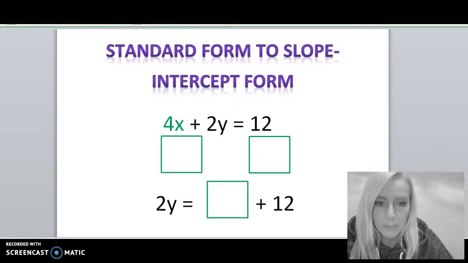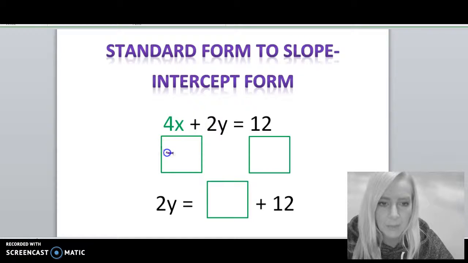So in the example, I have 4x plus 2y equals 12. This is in standard form because we have A, which is 4x, plus B, which is 2, y, equals C. The first thing is you want to take whatever x term you have first and do the inverse of it. Because it's a positive 4x, I'm going to subtract 4x from both sides.